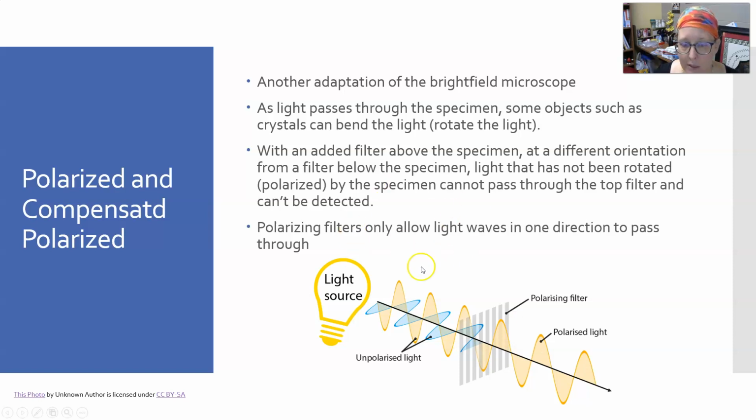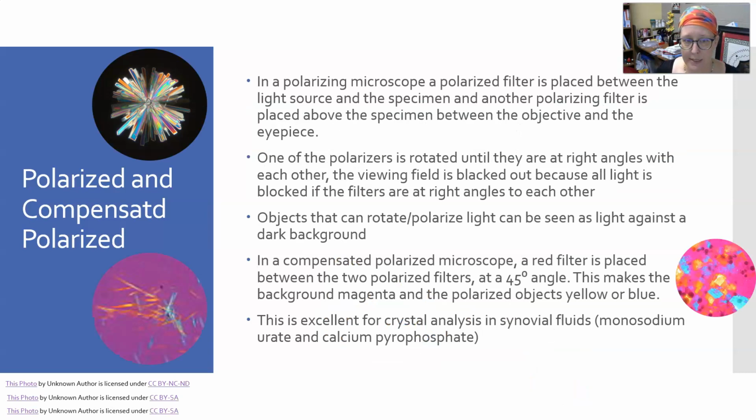So if you look at it here in this diagram, you have a light source, and then light waves are in all different orientations. Okay. But then if you put a polarizing filter, it will only let the light waves that are parallel to the polarizing filter through. Okay, and so that is polarized light.